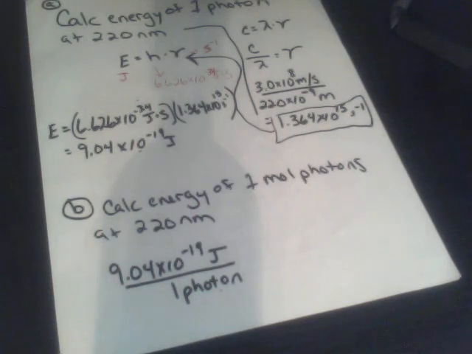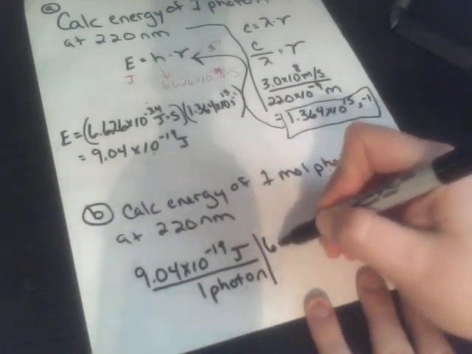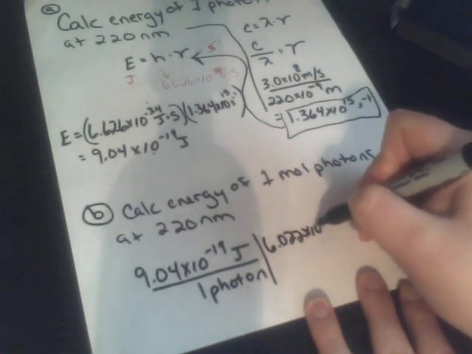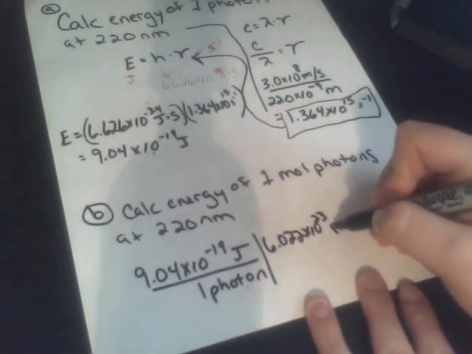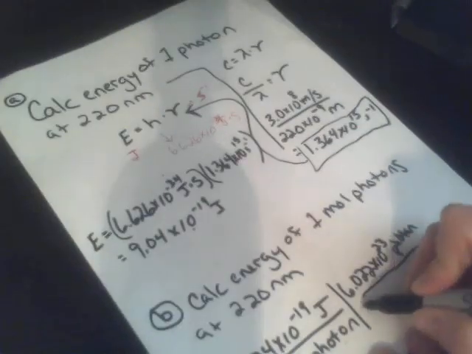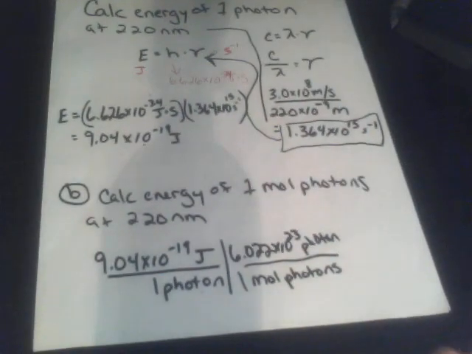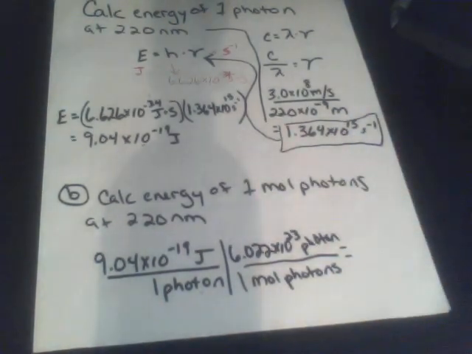But I need to know how much energy I'm going to get if I have a mole of photons. So you thought you were done with Avogadro? Nope, surprise, he's going to keep coming up again. So we all know it's 6.022, so we have 6.022 times 10 to the 23rd photons for every 1 mole of photons. Right? So photons are going to cancel out, and when I multiply these two numbers, I'm going to get the energy that is contained within 1 mole of photons.